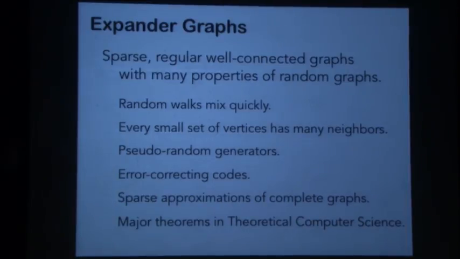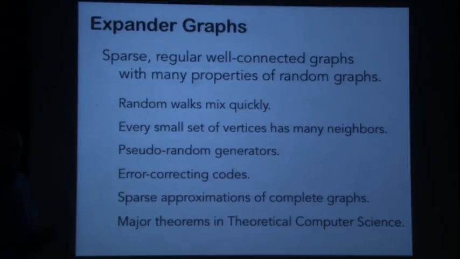The standard applications people will know: we use them to make pseudo-random generators, we use them to make error-correcting codes. I talked about them as sparse approximations of complete graphs, and this gives us a lot of algorithmic tools to make fast algorithms. But more than that, many of the major theorems in theoretical computer science would not be possible without expander graphs. The way I describe it, when I was in graduate school, you were a defective graduate student if you didn't at least have some familiarity with expander graphs, because you just had to know that these could solve many, many problems.